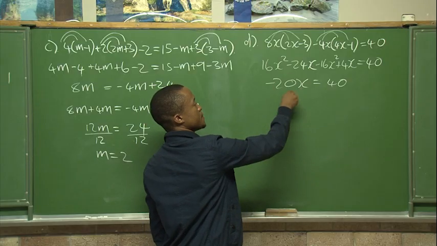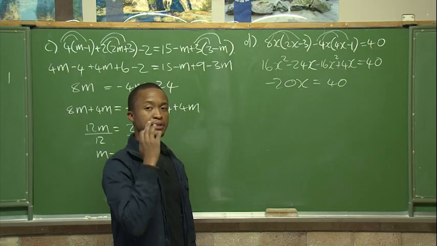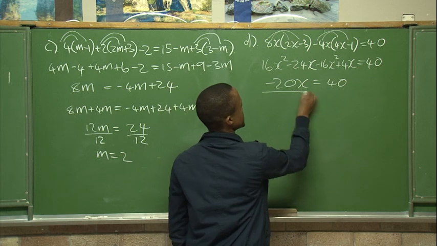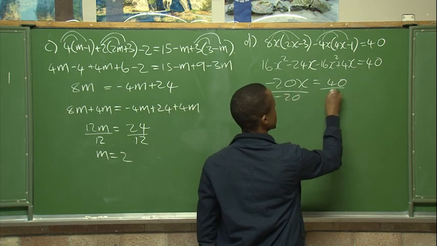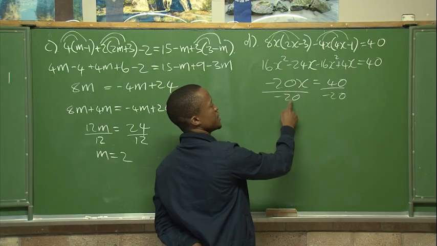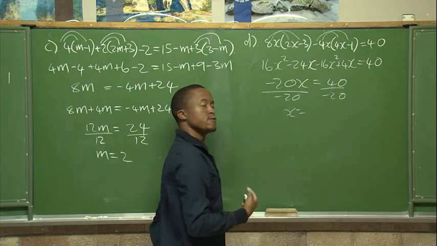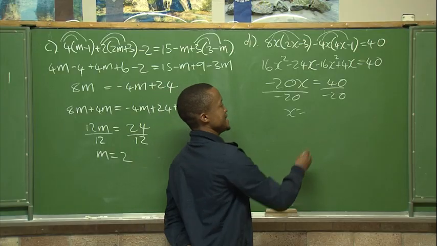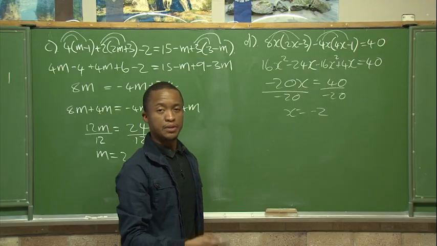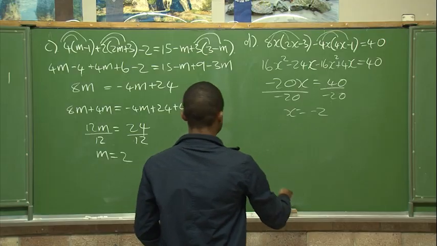To isolate x, we need to multiply by the multiplicative inverse of negative 20, and that will be negative 1/20th. So that's the same as dividing by the coefficient of the variable that's in question. Negative 20 divided by negative 20 is positive 1, so we're left with positive 1x. And positive 40 divided by negative 20 will be negative 2, because when you divide a positive value by a negative value, the answer will be negative. We then move on with the next example.